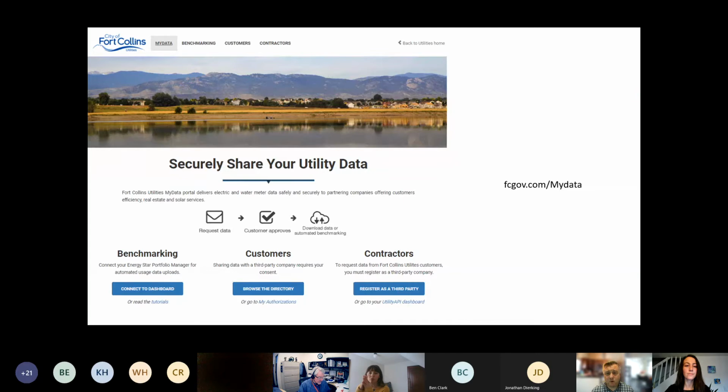And our program now supports not only participating solar contractors and energy services contractors, but also on the benchmarking side, we support building owners as well. So I'll pause there and pass the baton.